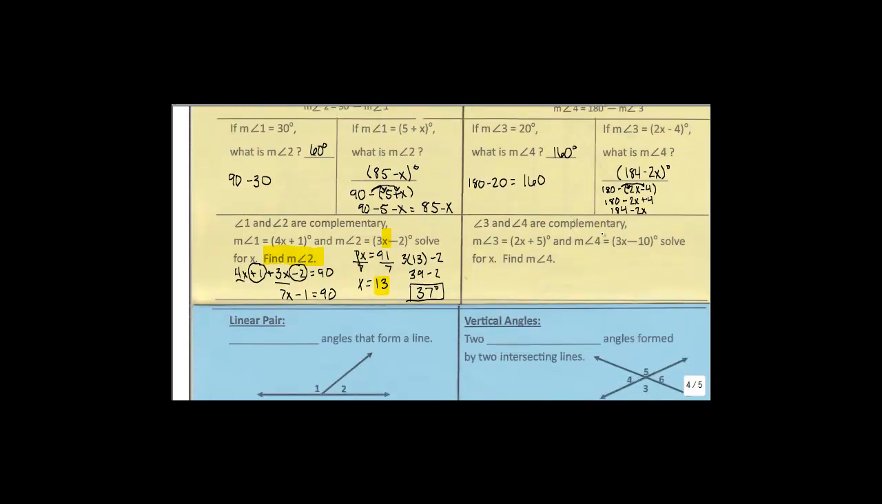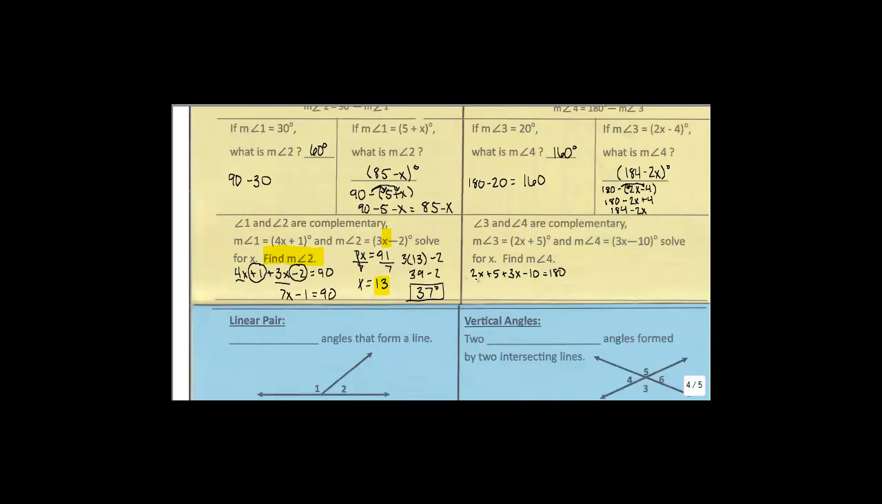Angle 3 and angle 4 are complementary. If the measure of angle 3 is 2x plus 5 and the measure of angle 4 is 3x minus 10, solve for x and find the measure of angle 4. So you're going to add both of these together and make them equal to 180. So 2x plus 5 plus 3x minus 10 is equal to 180.